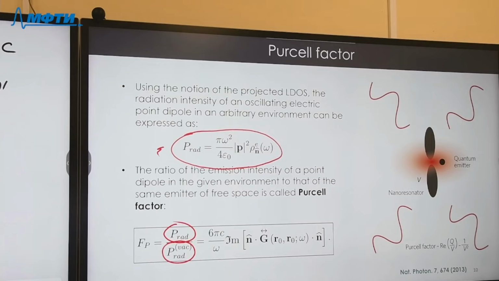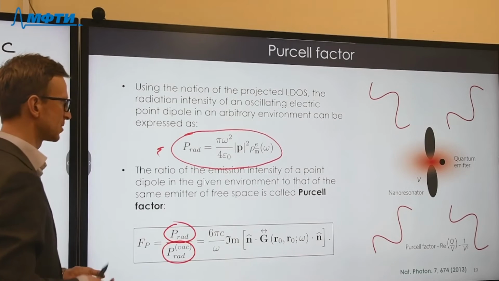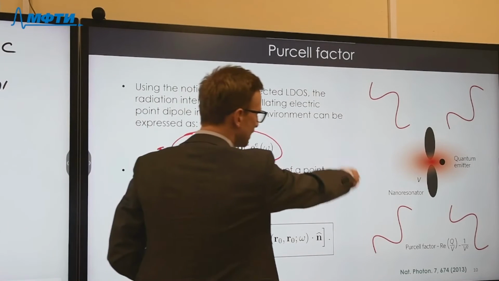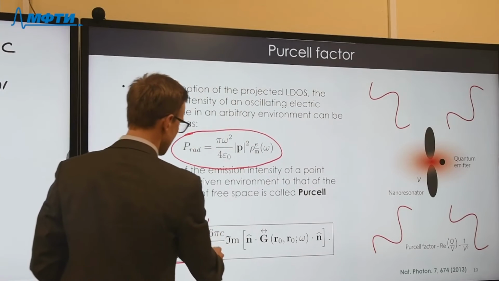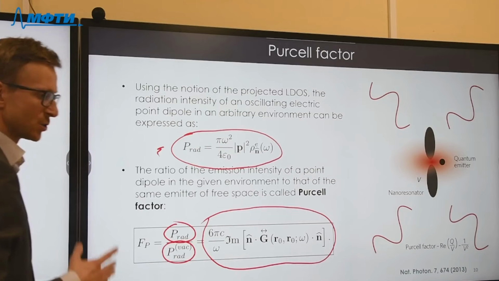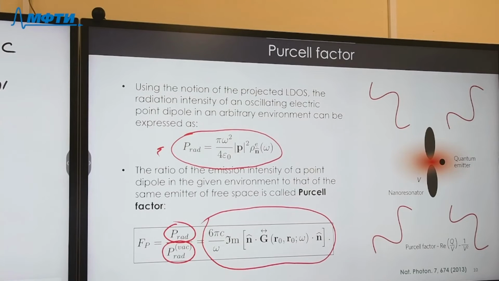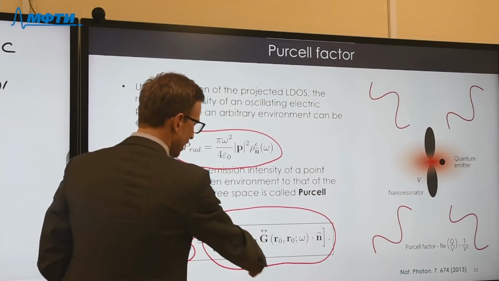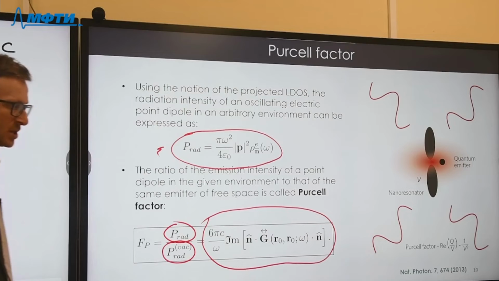And if we express this Purcell factor through the Green's tensor of this given environment, we obtain the following very simple expression. So the extent to which emission rate can be enhanced or inhibited in a given environment is fully described by the frequency and imaginary part of the Green tensor at the origin, or the density of states alternatively. And we're going to talk a bit more about Purcell factor at the end of this class.